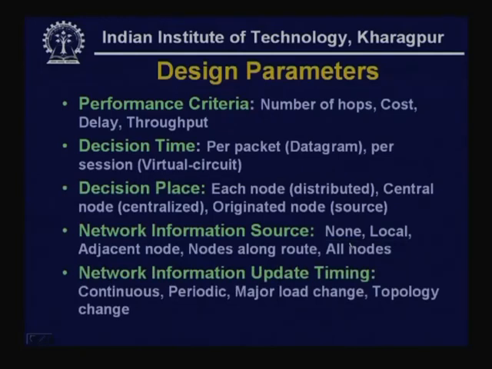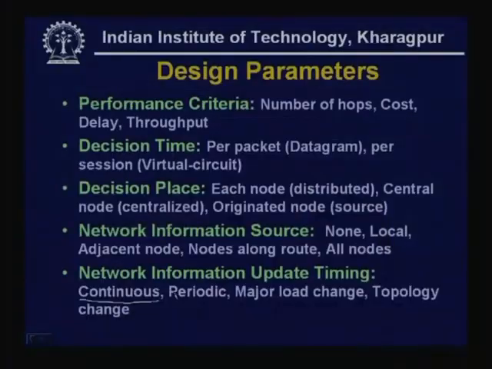Finally, the network information update time. That network information update time can be continuous. First, in the first place, as I told, the routing algorithm should decide what kind of information it will use, local or from neighbors or none or global. So, whenever it is local, it can be continuous, or if it is from the neighbors or from all other nodes, then it can be periodic.